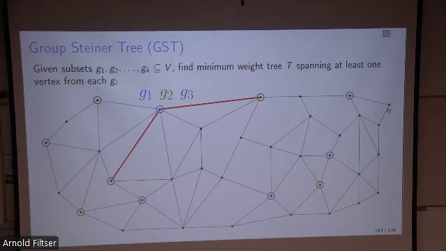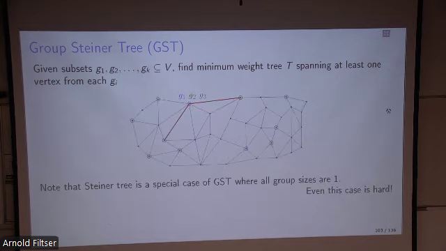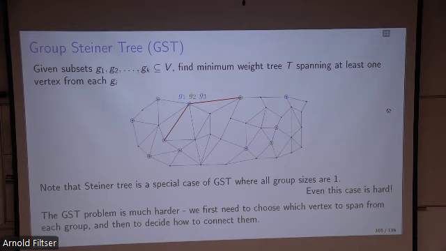No, this is. However, finding this is much harder than just a Steiner tree. And note that, for example, if every group has size exactly 1, this is just the classic Steiner tree problem, where we have a very good approximation, some 1.3 or something. However, the group Steiner tree is much harder. I think it's a combination of set cover and Steiner tree together. So first you need to choose which vertex to cover from each group, like a hitting set, and then you need to find how to connect them all. So this problem is much harder.